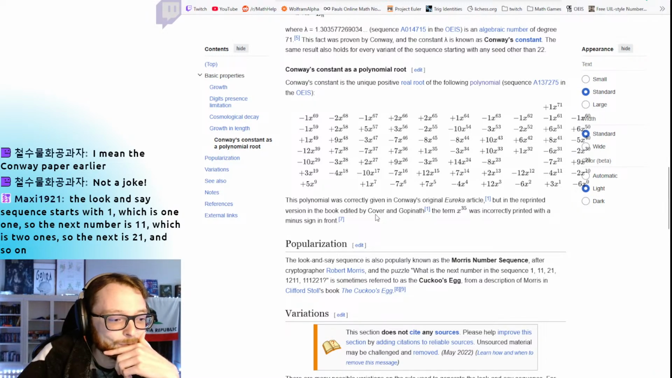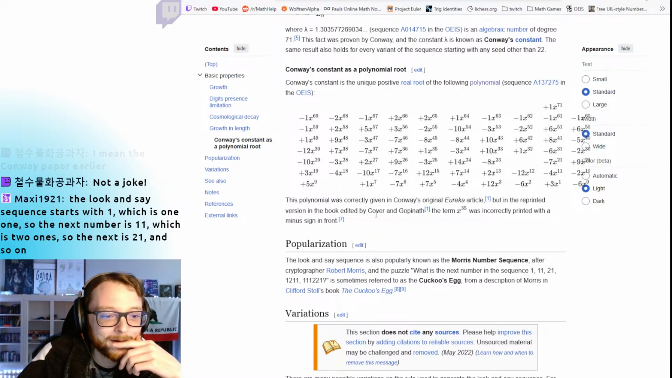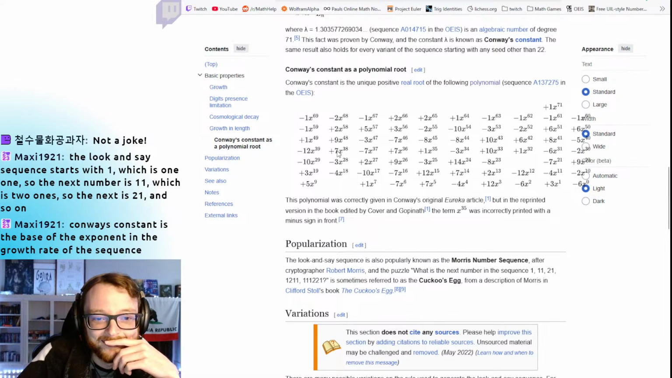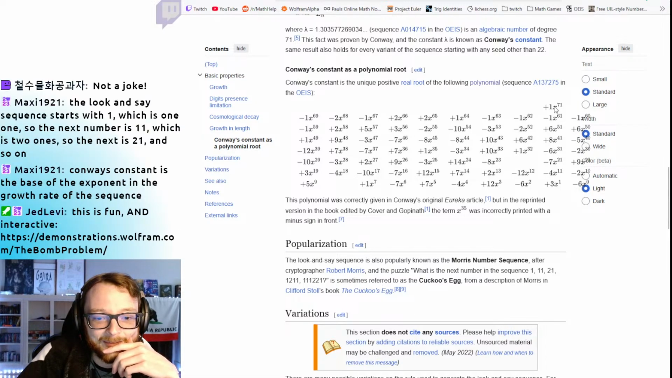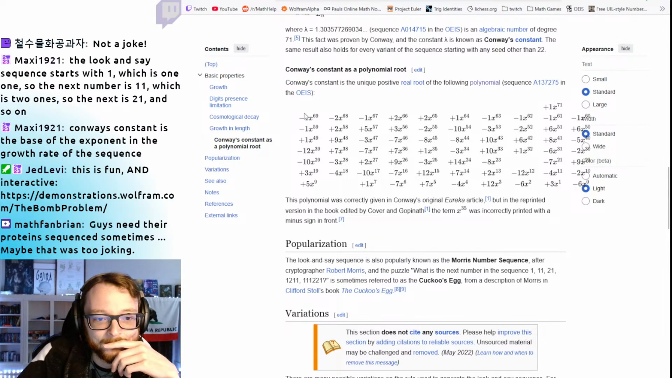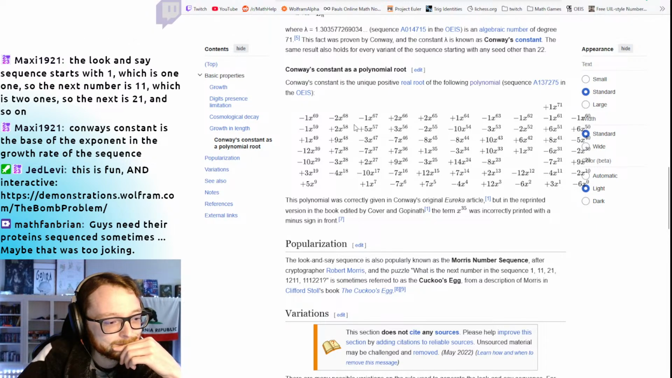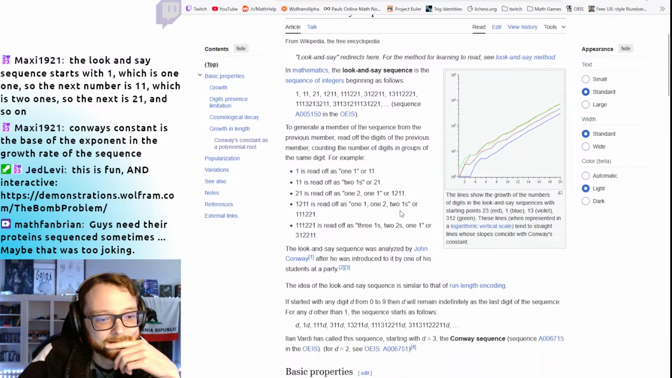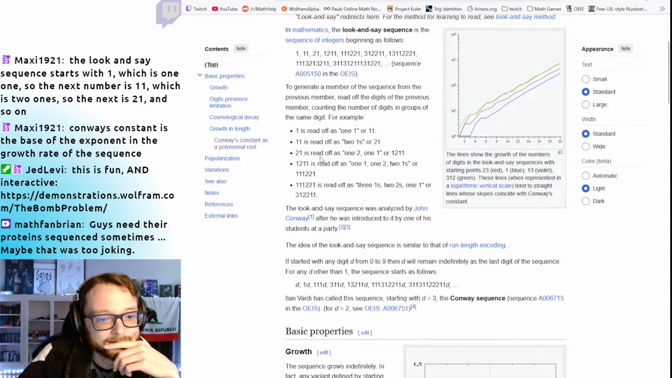Look and say even starts with 1, which is 1, 1. So the next number is 11, which is 2 1s. So the next one is 21. Oh, that's hilarious. And this polynomial represents that because you have 1, 1, 2, 1, 2, 2. Or 1, 2, 1, 1.